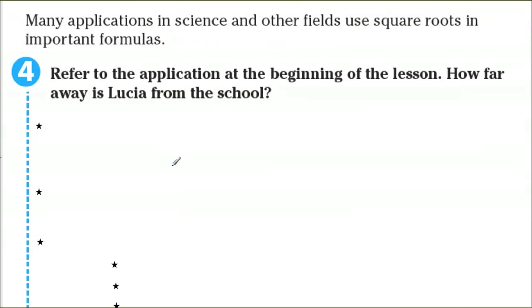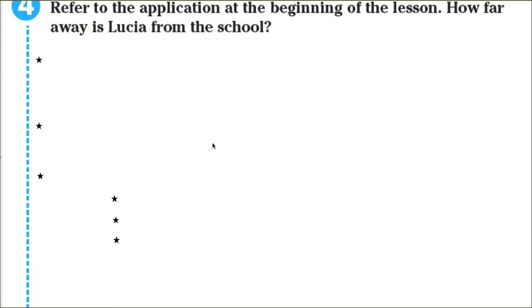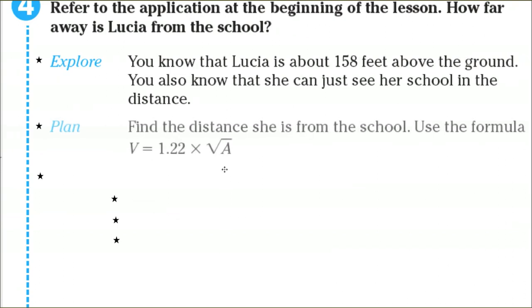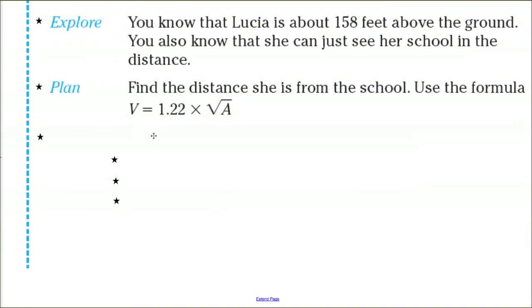So let's go back to the beginning of the lesson and answer what we started with. How far away is Lucia from the school? Remember Lucia's problem. She's in a hot air balloon and she is 158 feet above the ground. We also know that she can see her school in the distance. We want to find the distance she is from the school. We use the formula that was given at the beginning, which is V equals 1.22 times radical A.